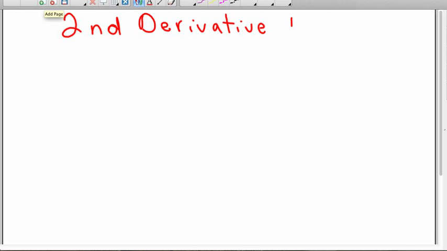Second derivative test. This is where you test for concavity, and you can also find the second derivative. This is basically the same thing, but you're testing for concavity rather than extrema. So, x plus cosine x.